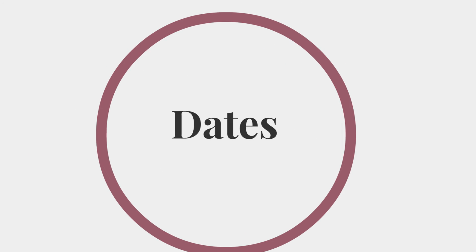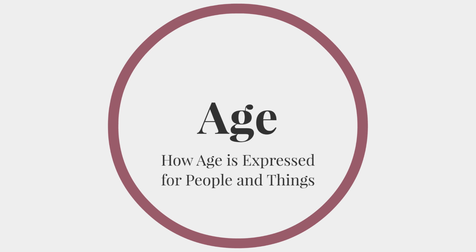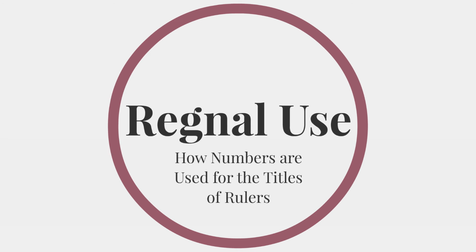We also need to consider dates and the use of numbers for days, weeks, months, years, decades, and centuries. We need to examine how age is represented for people, animals, and things. Are there special rules for regnal use? In other words, how are numbers used in the titles of rulers? This may seem insignificant, but it can vary widely between languages and is a common component.